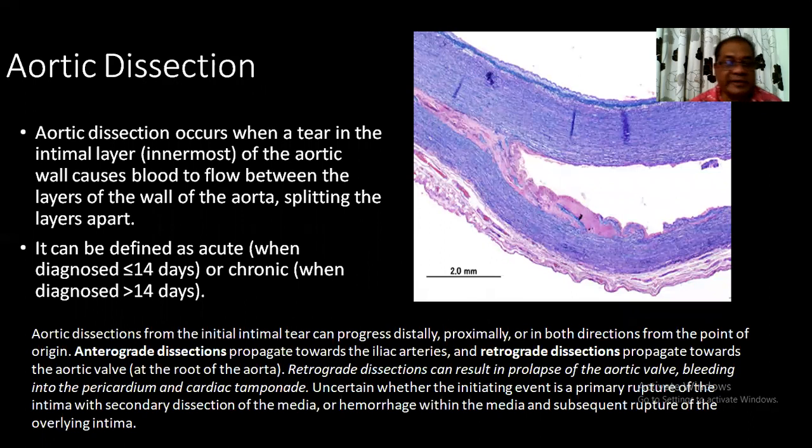So the aortic dissection occurs when a tear in the intimal layer, that is the innermost layer of the aortic wall, causes blood to flow between the layers of the wall of the aorta, splitting the layers apart. It can be defined as acute when diagnosed within 14 days or chronic when diagnosed beyond 14 days.